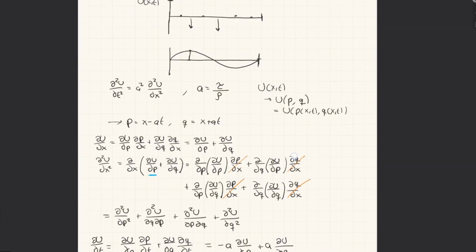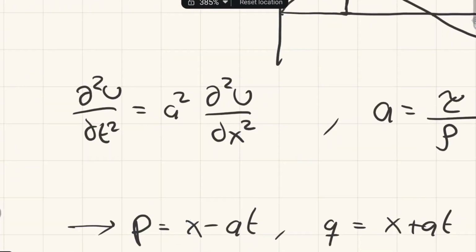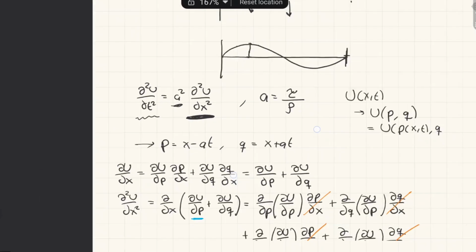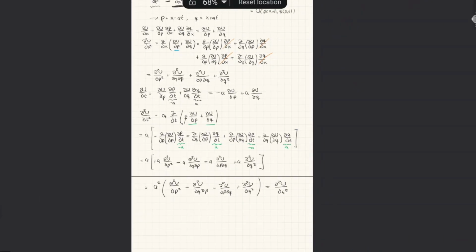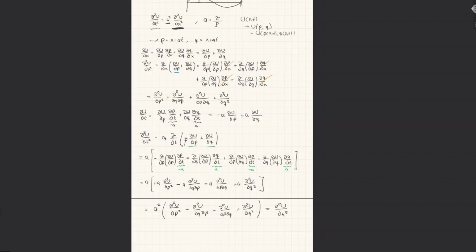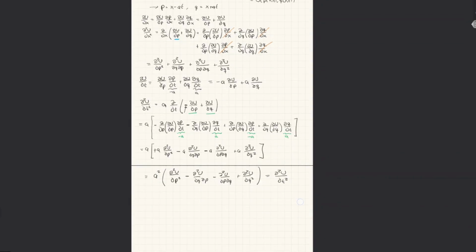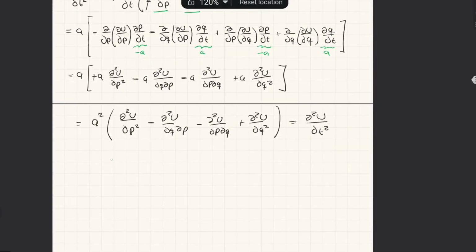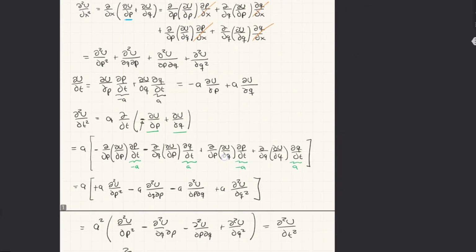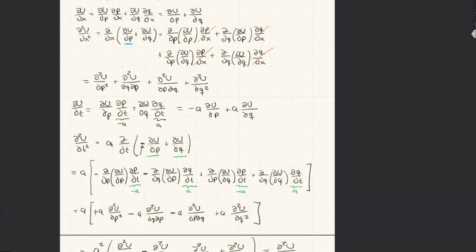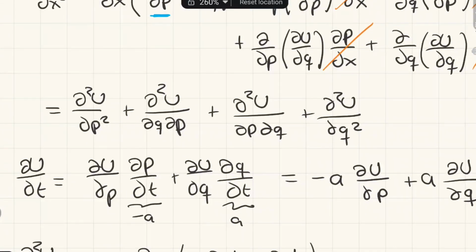Perfect. So getting back to the wave equation, this quantity that we just found has to be equal to a squared that multiplies the second derivative of u with respect to x. So we need to set this equal to a squared times the second derivative of u with respect to x, which is this quantity that we have here. So let me copy.